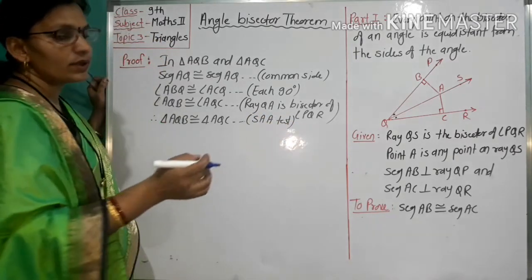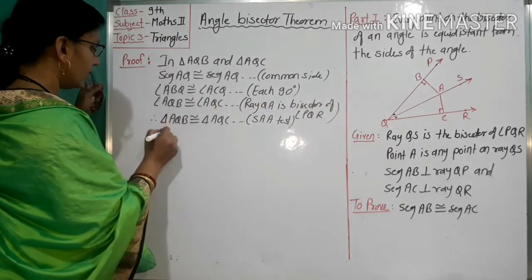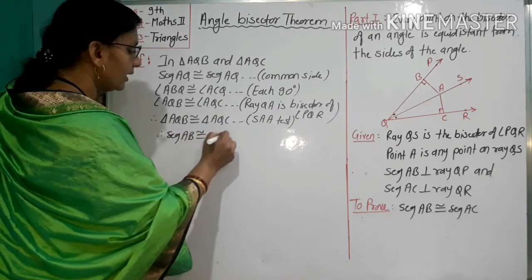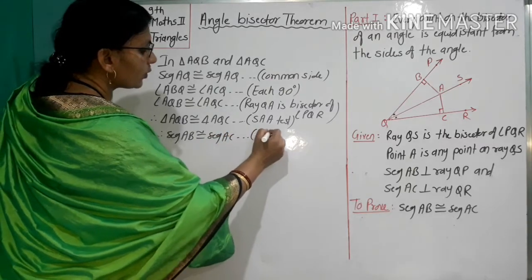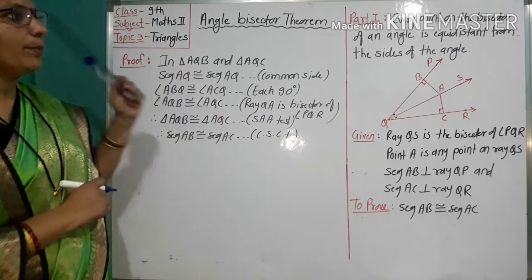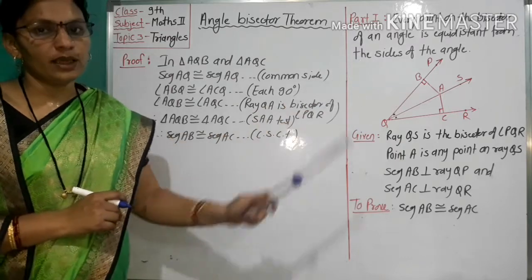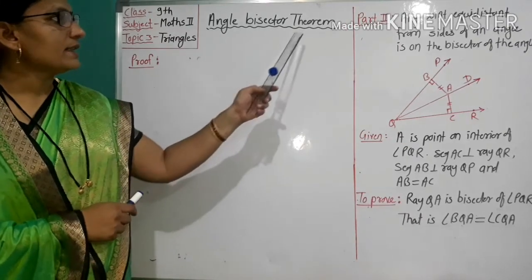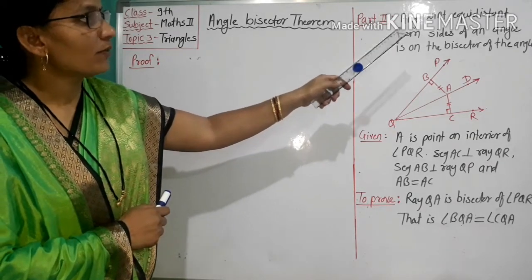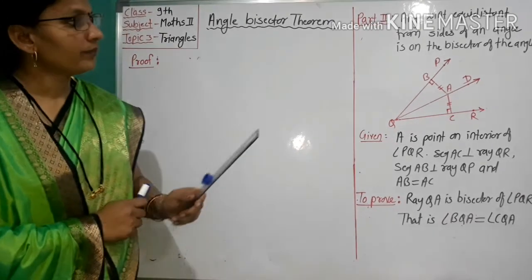Triangles are congruent, therefore corresponding sides are also congruent, meaning segment AB is congruent to segment AC. Reason: corresponding sides of congruent triangles. Hence we prove that every point on the bisector of an angle is equidistant from the sides of the angle. The second part of the angle bisector theorem is: any point equidistant from the sides of an angle is on the bisector of the angle.